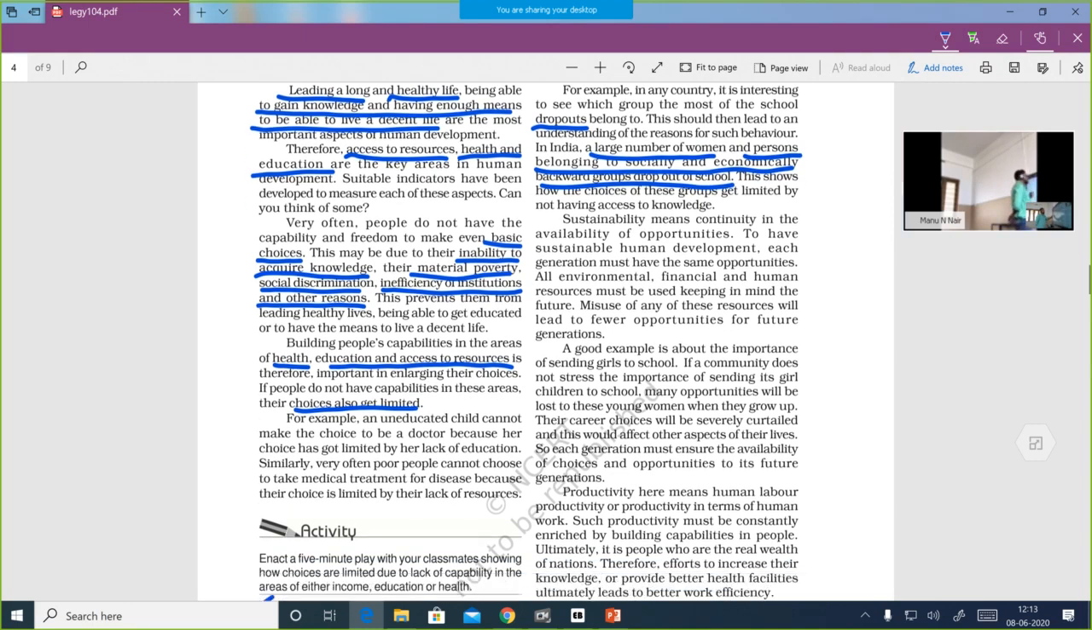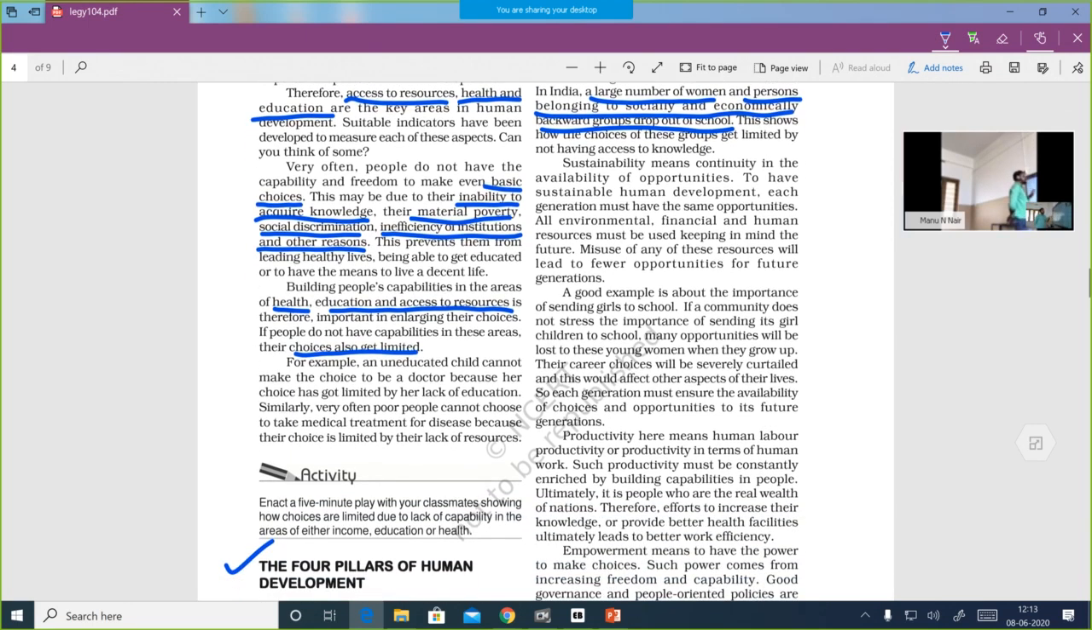Okay. Then comes sustainability. Sustainability means continuity in the availability of opportunities. What does that mean? To have sustainable human development, each generation must have the same opportunities.